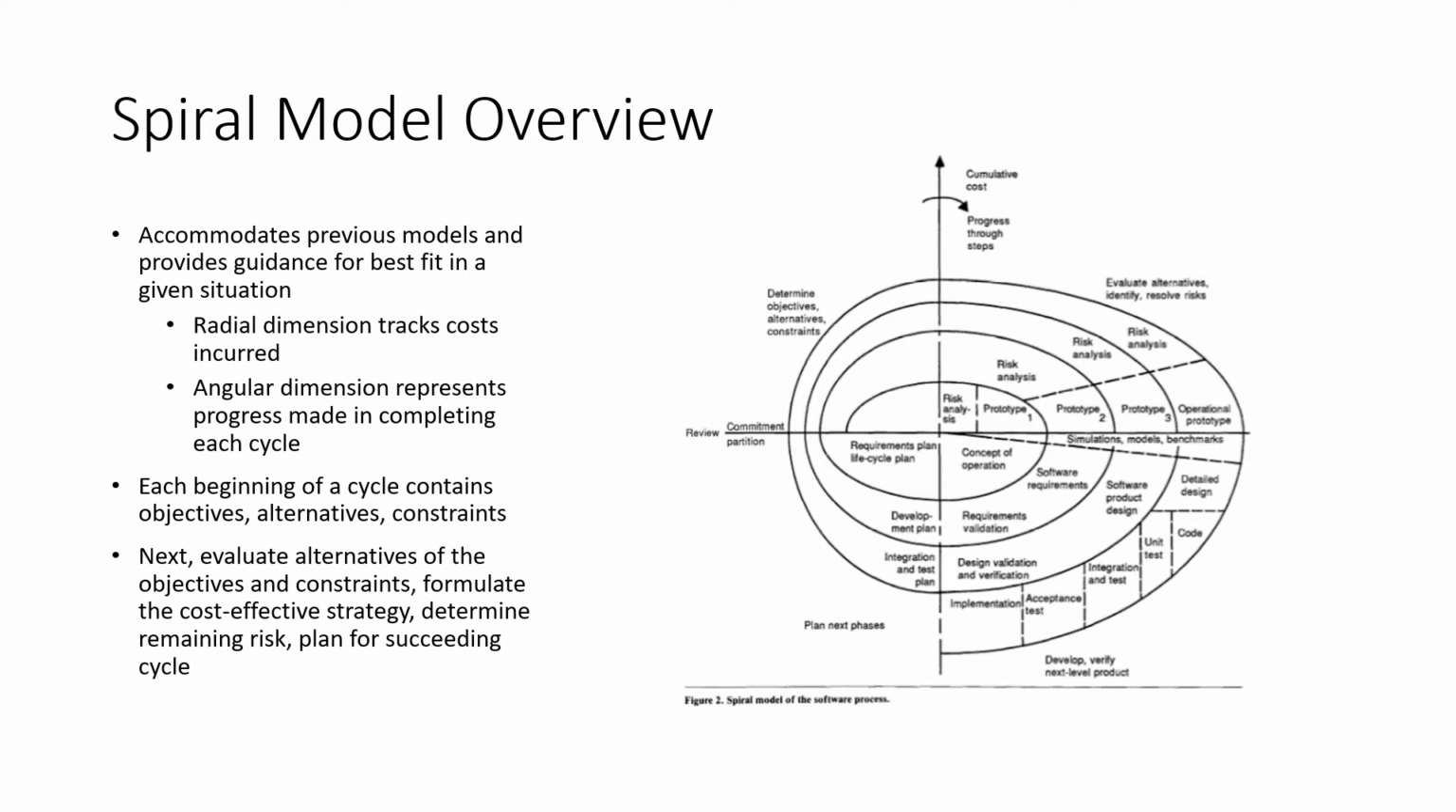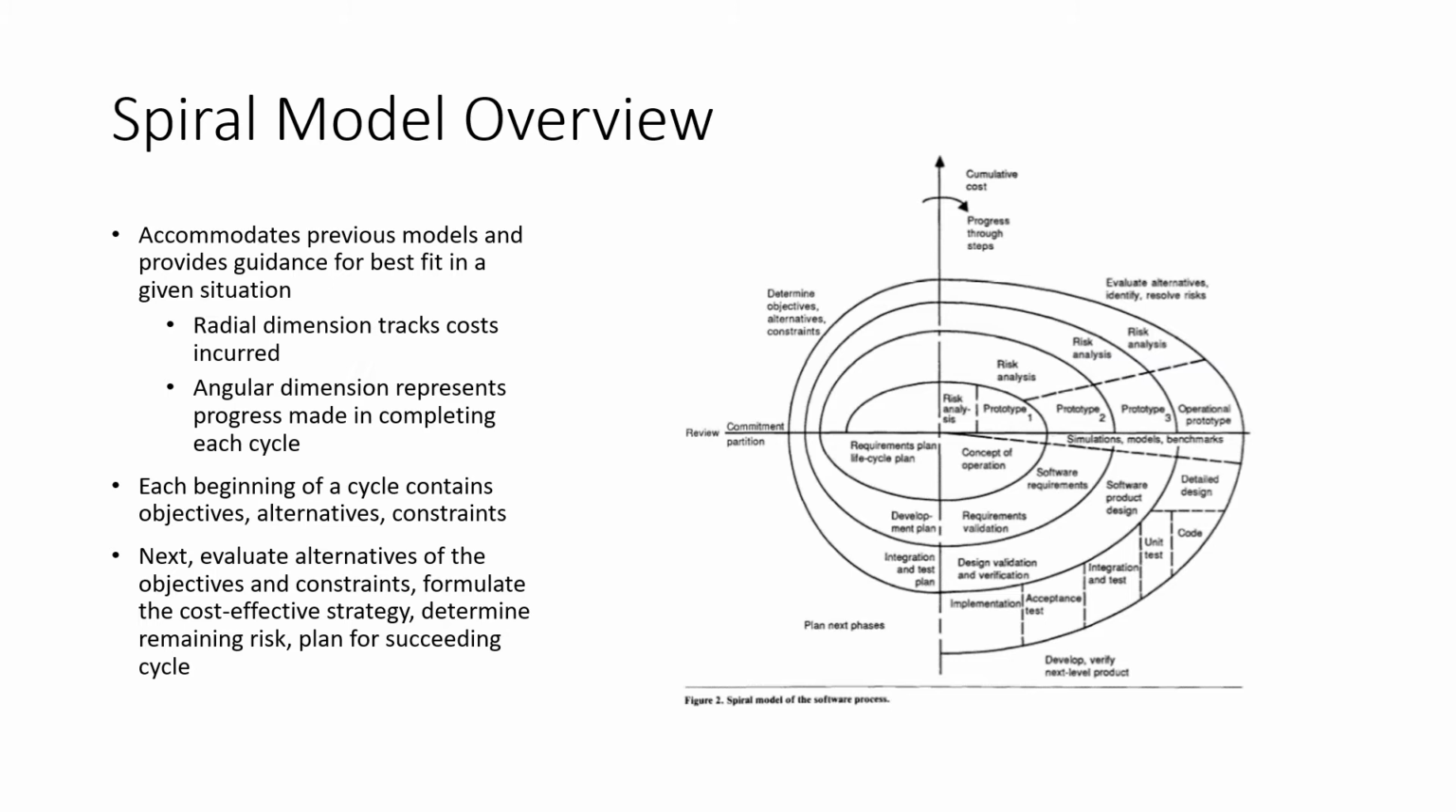Getting into the spiral model, something that's unique about it is it can accommodate models that were used in the past if they still fit the specific situation. And it provides guidance for the best fit in the given situation as well. One thing to note about the overall look of the model is the radial dimension will track the cost incurred, while the angular dimension will represent the progress made in completing each cycle.